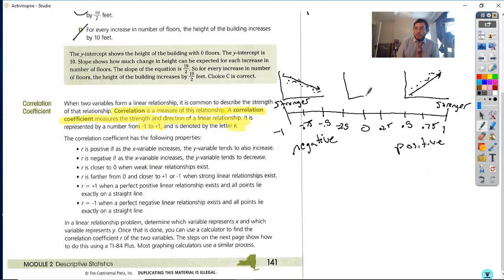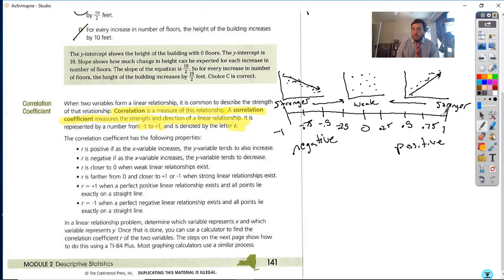Then it says if R is closer to 0, then we have a weak linear relationship. So if we're at 0, these points don't necessarily make up any line. There's no one line that we could draw to model these points. So as we get closer to 0, it becomes a weak relationship, and even at 0, it would show no relationship. As we get farther from 0 and closer to +1 or -1, it becomes stronger.